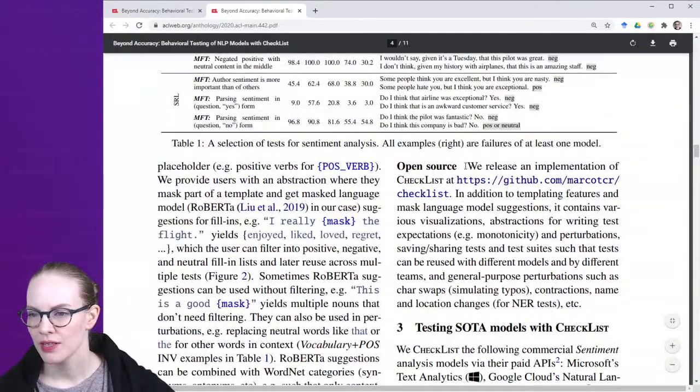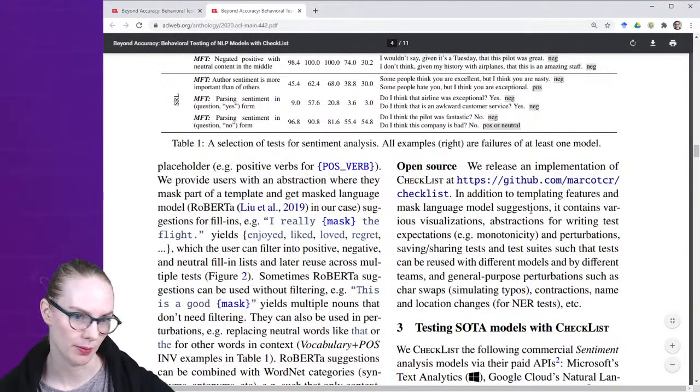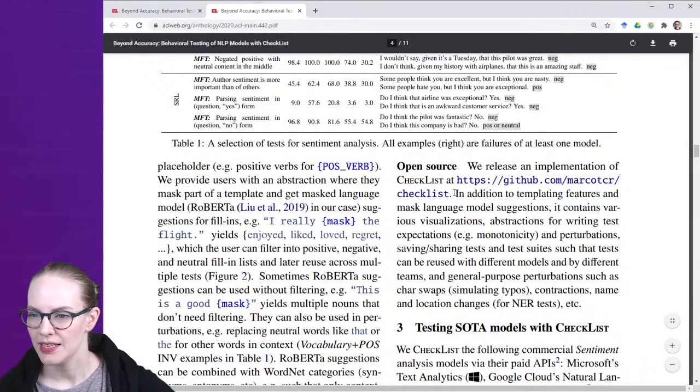Open source. We released an implementation of checklist at github.com/MarcoTCR, the first author's personal GitHub, I'm assuming, /checklist. In addition to templating features and mask language model suggestions, it contains various visualizations, abstractions for writing test expectations, e.g. monotonicity, and perturbations, sharing, saving tests, and test suites such that tests can be reused with different models and by different teams, and general purpose perturbations such as character swaps, simulating typos.